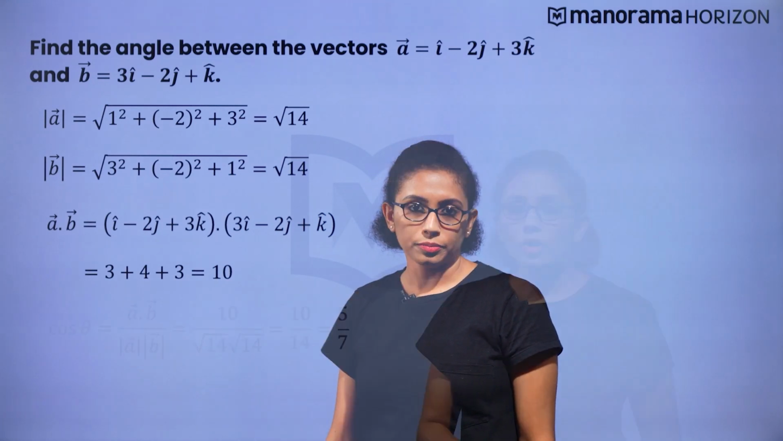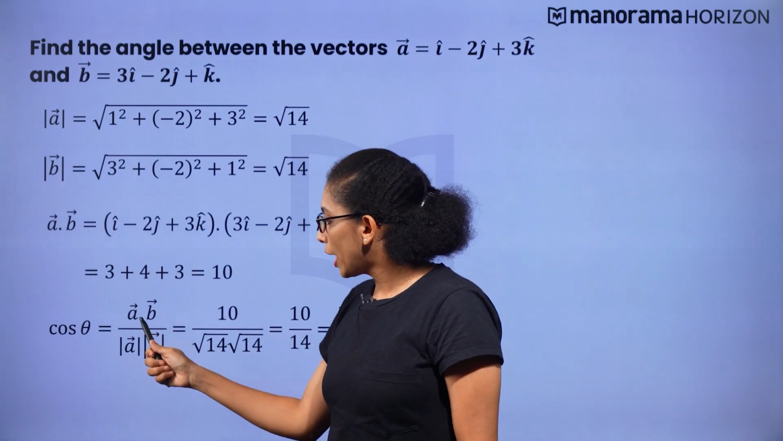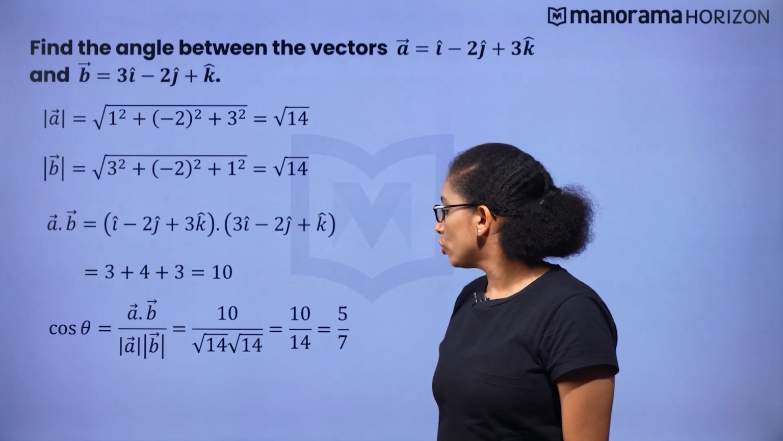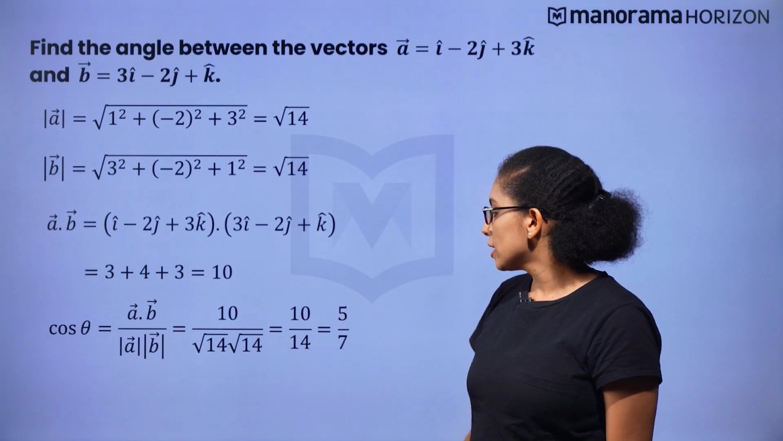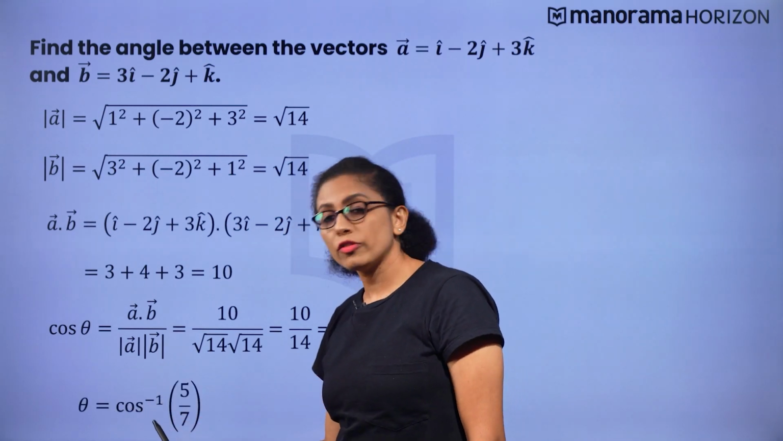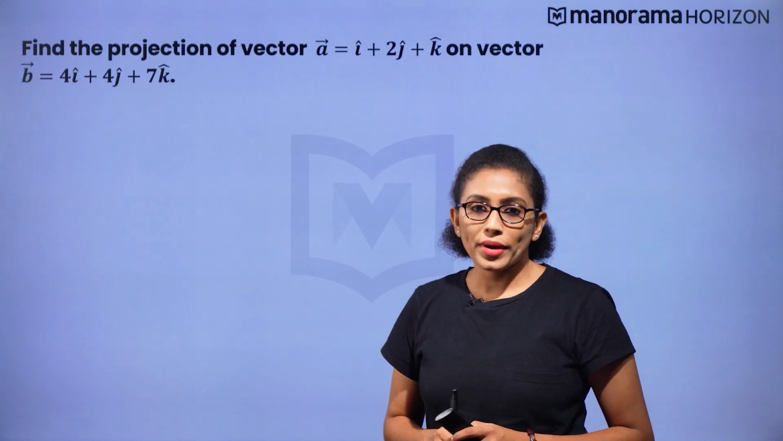What is cos theta? Cos theta, we have to substitute the values here: A dot B by modulus of A into modulus of B. Substituting, we get 10 by 14, and that is 5 by 7. Or theta is equal to cos inverse of 5 by 7. Now, let's see another question.